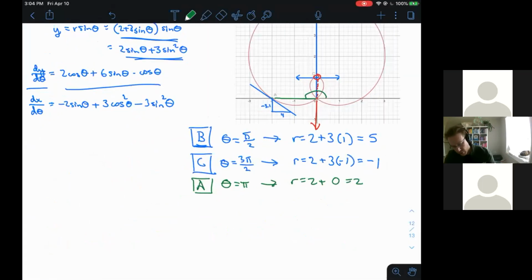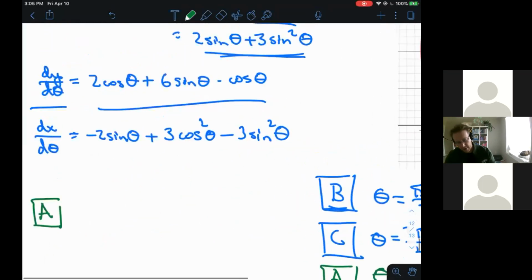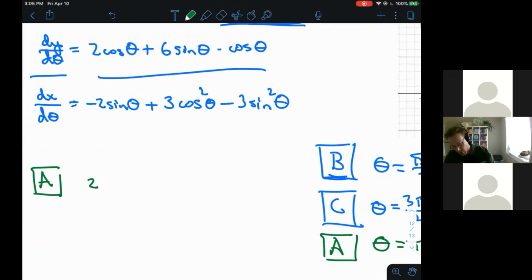So let's go ahead and do A, for instance, over here. And see, this is maybe the most mysterious one. If I plug in pi everywhere I see a theta, I'm going to have 2 cosine of pi. Well, cosine of pi is going to be negative 1, plus 6 sine of pi, which is going to be 0. Cosine of pi, again, is going to be negative 1.